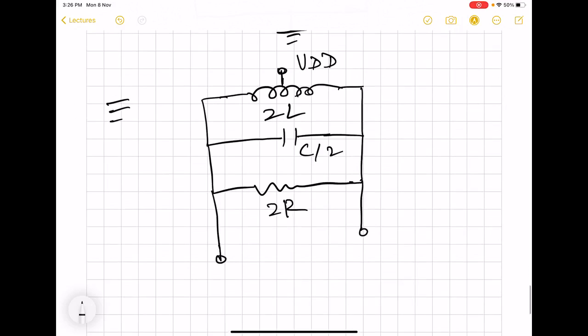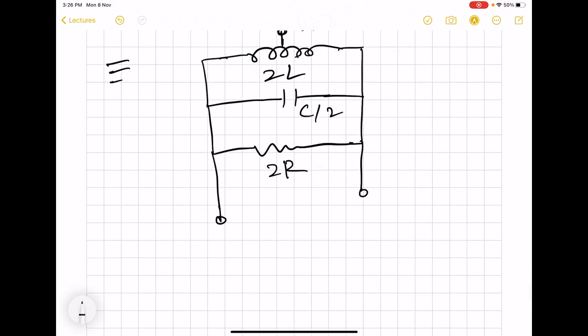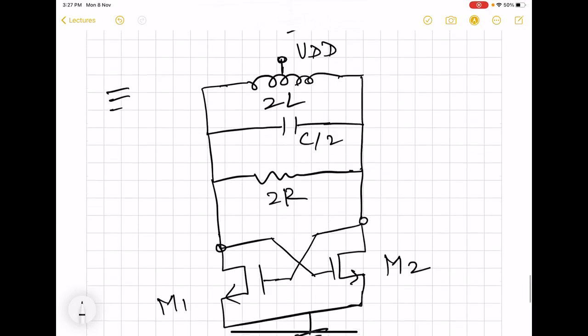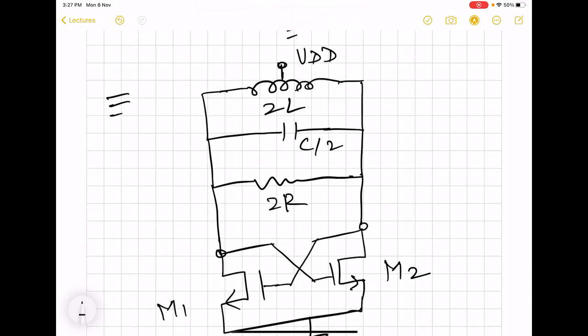So here we now have a single element for R, C, and L, and then we can have our MOS in cross-coupled topology, like this. So we have been able to make the circuit more compact, and now what we see here is that we have three elements L, C, R in parallel.